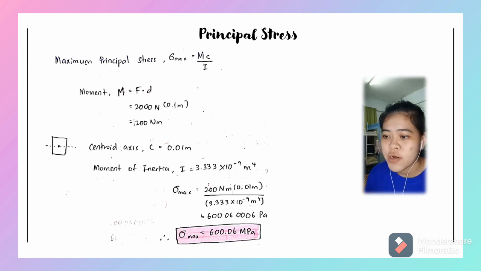After calculating the displacement at the free end, the maximum principal stress was calculated by the equation given, which is Mc over I. M is the moment, C is the distance to the centroid axis, and I is the moment of inertia. After calculating it, the maximum principal stress obtained is 600.06 megapascal.